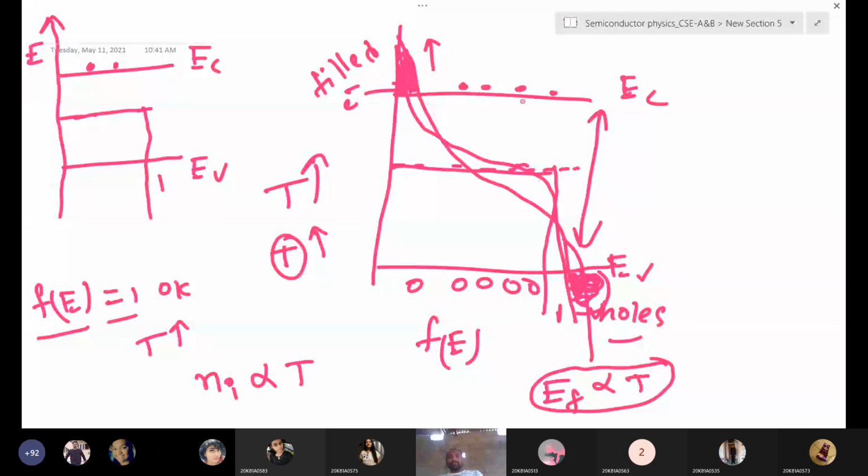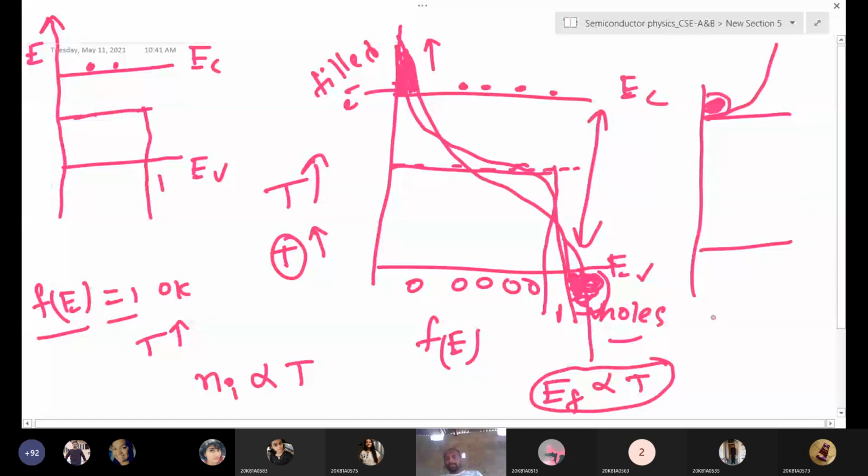Or you can say, if you draw the same energy levels here, suppose some of the electrons are occupied. The density of states you can write this way, with parabolic nature. This is EV and EC. The density of states is always parabolic. These are holes, and these are electrons. The hole density is always equal to the electron density in an intrinsic semiconductor.